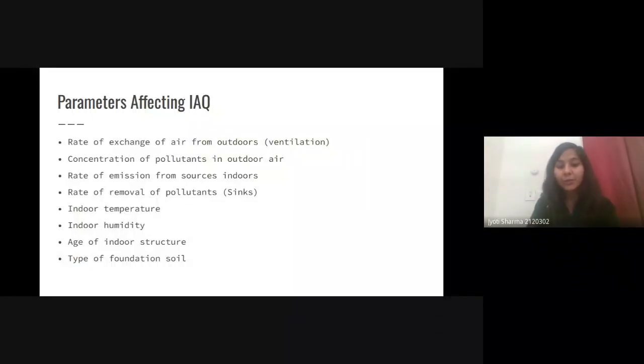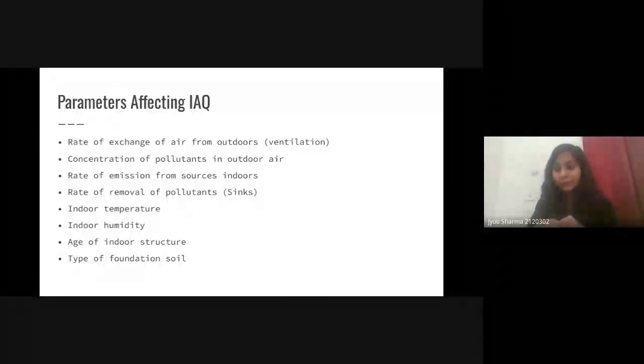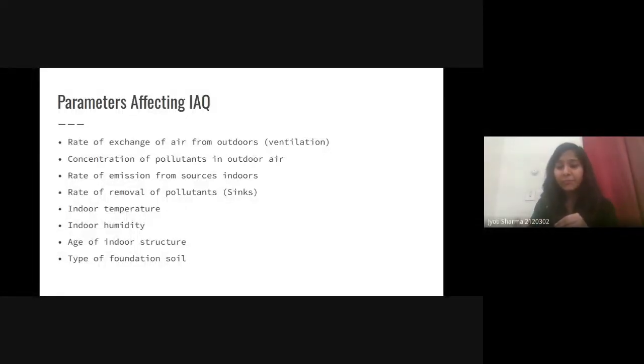Then the concentration of pollutant in outdoor air, we already talked about this. Then the rate of emission from indoor sources, how much emission you already have inside your home. For example, you are using different types of paints, and there is a huge coating of paint inside your room. Or you are cooking inside your home every day, then every time there is an emission, and that emission will be higher. So what is the rate of emission from indoors itself? Then the rate of removal of pollutant, then the indoor temperature and humidity.